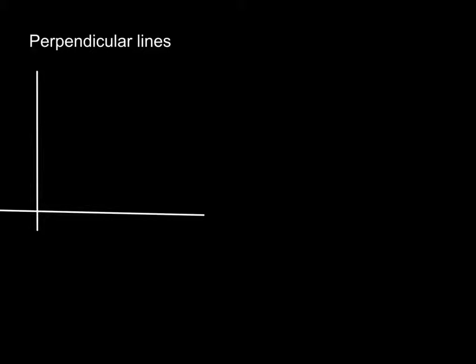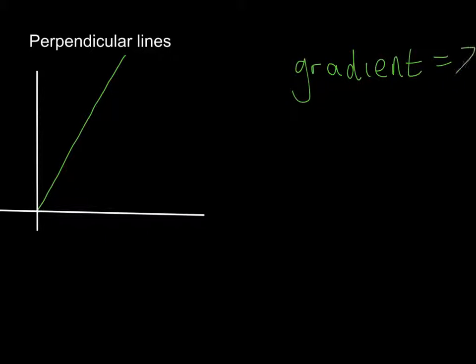Now let's put another pair of perpendicular lines on the axis. Supposing we have this green line here, and supposing the gradient of the green line equals 2. In other words, for every 2 units up and down, we move 1 unit to the right. Now let's add another line that's perpendicular to the green line. Something like that.